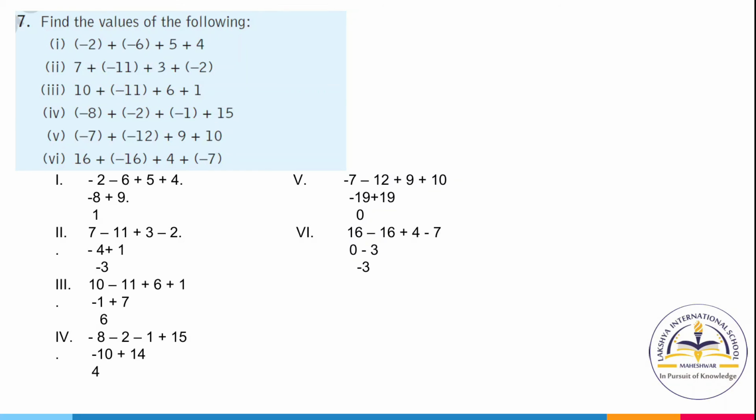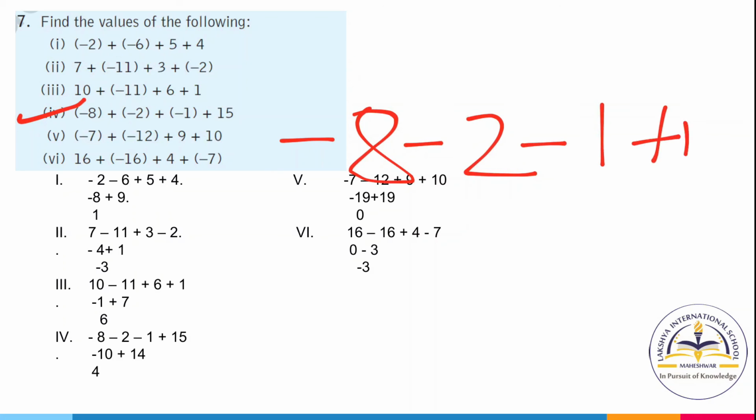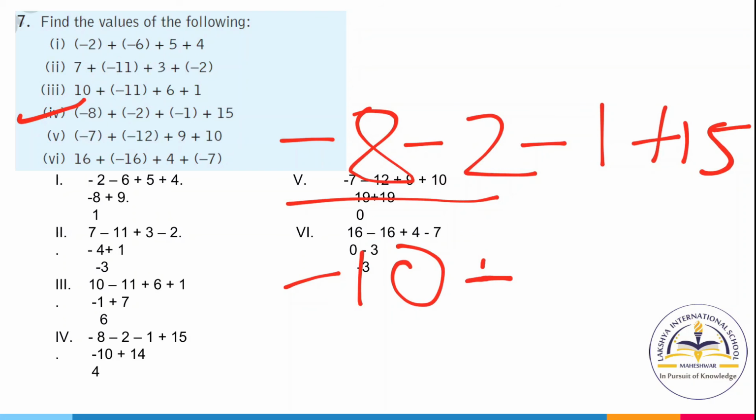Now we will solve the fourth question. Minus 8 plus minus 2 plus minus 1 plus 15. Now minus 8 minus 2, that is minus 10. Now minus 1 plus 15, what will be? Plus 14. Now 14 minus 10, the answer will be 4. So like this you have to solve this question.